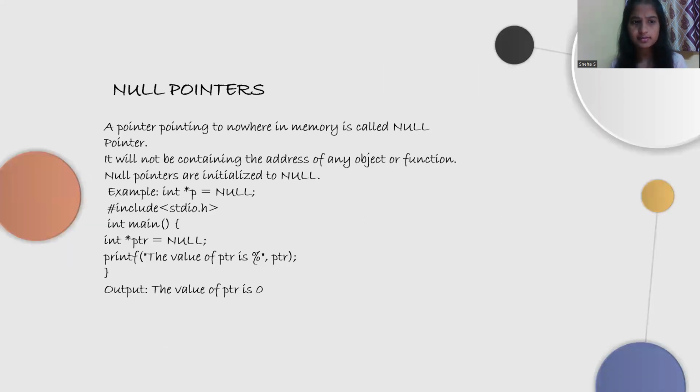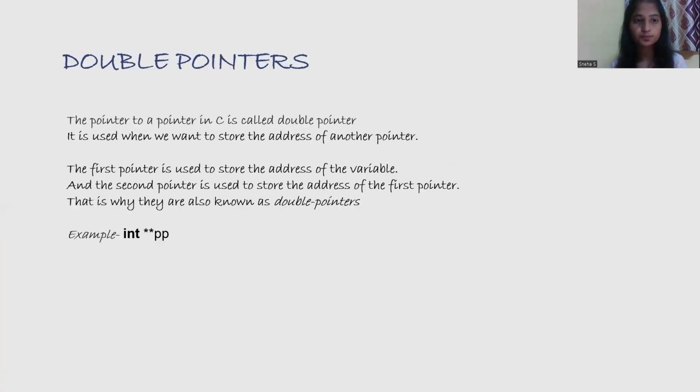Next, what are null pointers? A pointer pointing to nowhere in the memory is called a null pointer. It does not contain the address of any object or function. They are always initialized to 0. So in order to initialize a pointer to null, you just simply have to write the data type, the pointer, and it will be initialized to null. And if you print the value of this pointer, it will give us 0.